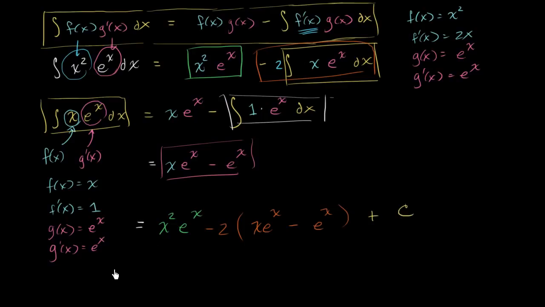And of course, we can simplify this. This is equal to x squared e to the x. Distribute the negative 2. You get minus 2x e to the x plus 2 e to the x. And then finally, plus c. And we're done.